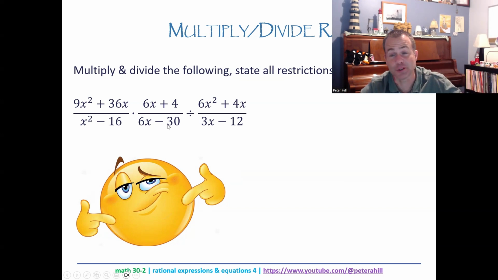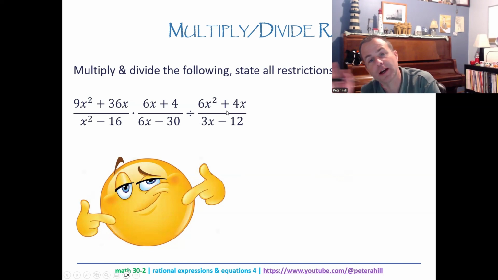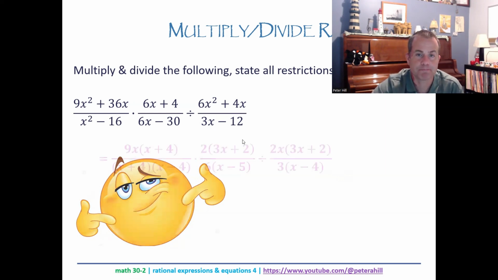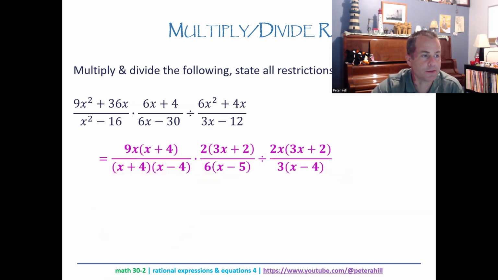I assume you've done all this. You paused me, right, and did this yourself. On the very right side top, I can take out a 2x and be left with a 3x plus 2. And then on the very bottom right, I can take out a 3 and be left with x minus 4. Okay. All right. So that is my factored form.